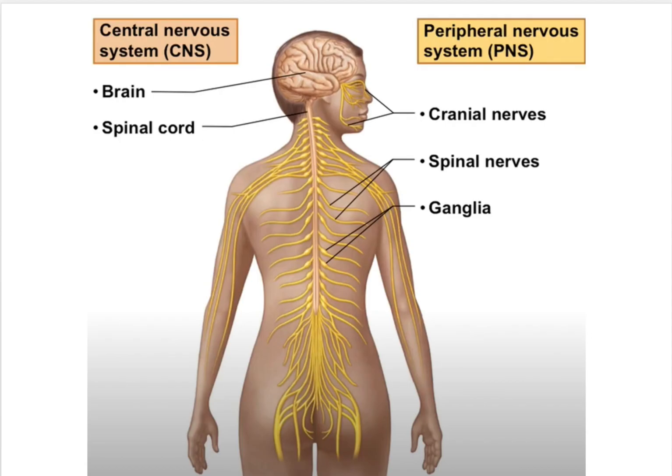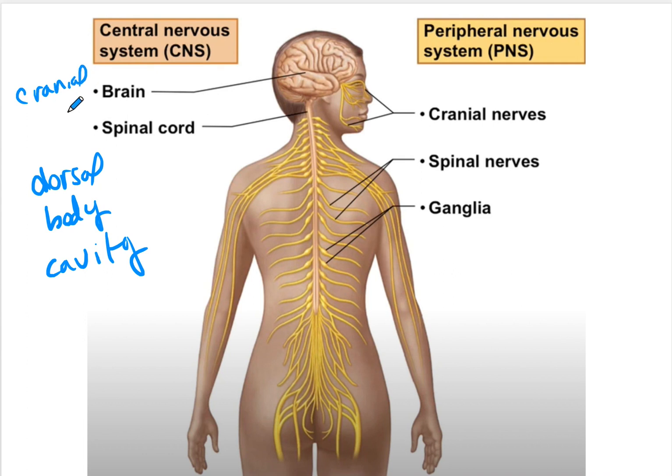And here's a nice picture, I like this one. You can see your central nervous system, which is your brain and spinal cord. Remember, the brain and spinal cord are found in the dorsal body cavity. Your brain sits in the cranial cavity, and your spinal cord sits in the vertebral cavity.